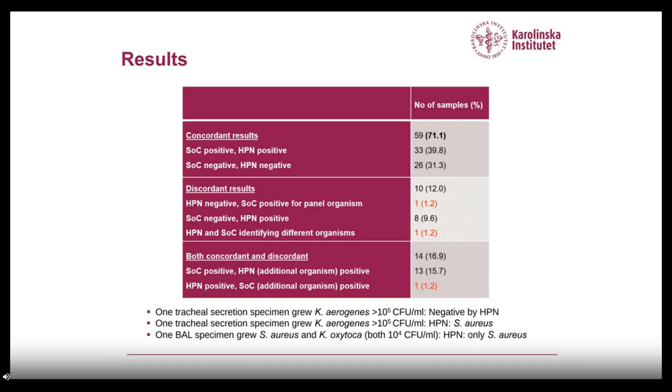So here one tracheal secretion which grew Klebsiella aerogenes and was negative by HPN, and then there was one which had Klebsiella aerogenes and had Staph aureus by HPN, and there was one BAL sample that grew Staph aureus and Klebsiella oxytoca, and for HPN we found only Staph aureus.